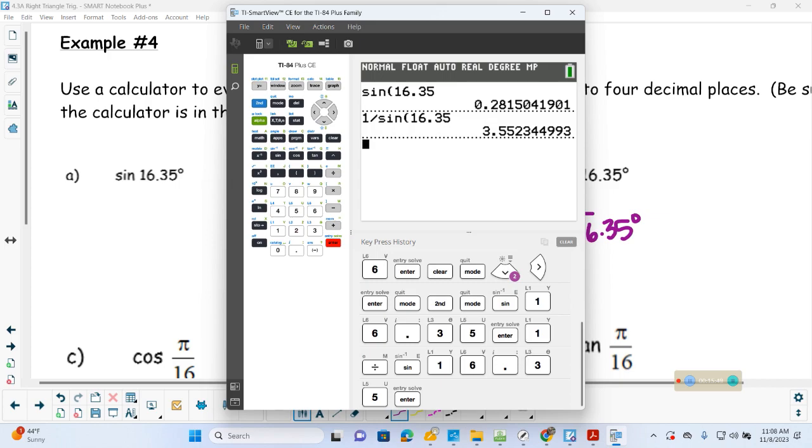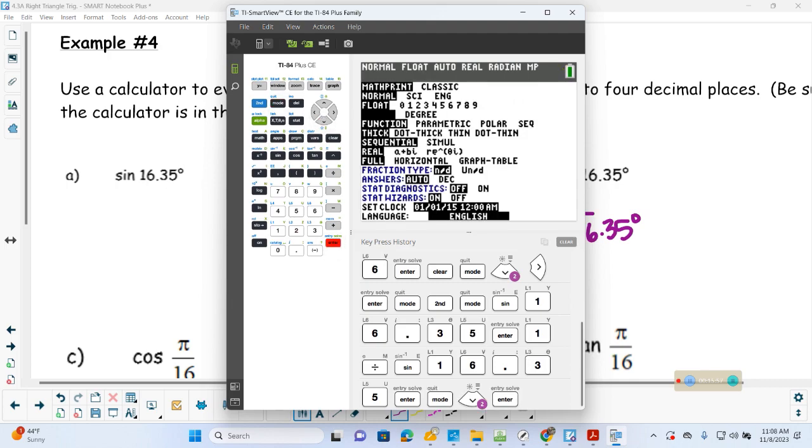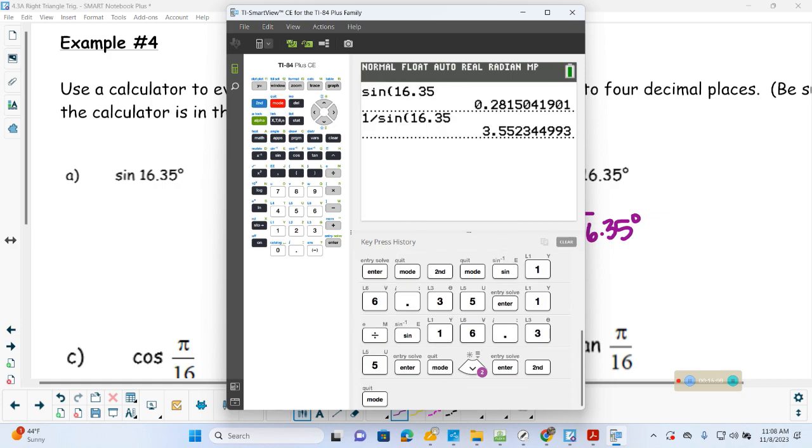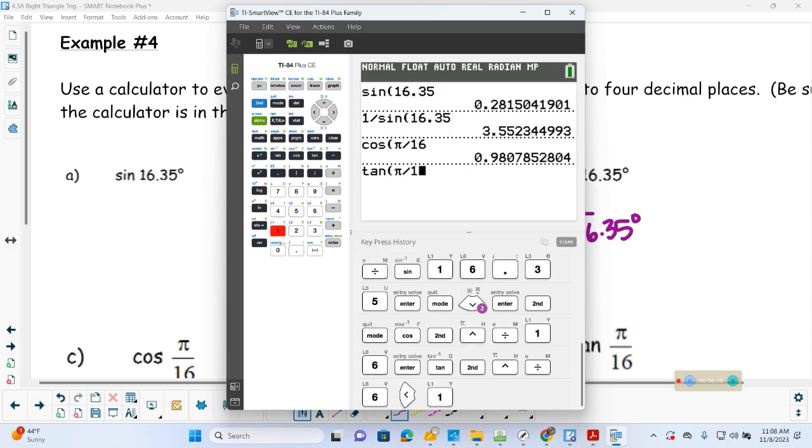Now, the bottom two, of course, are in radians. So I'm going to switch my mode. Put it on radians. Okay, so cos of pi over 16, I can just straight type that in. I'm going to use my pi button. Got it. I'll give you a sec to write that one down. And then, of course, tan of pi over 16. There you go. So any questions on your calculator?